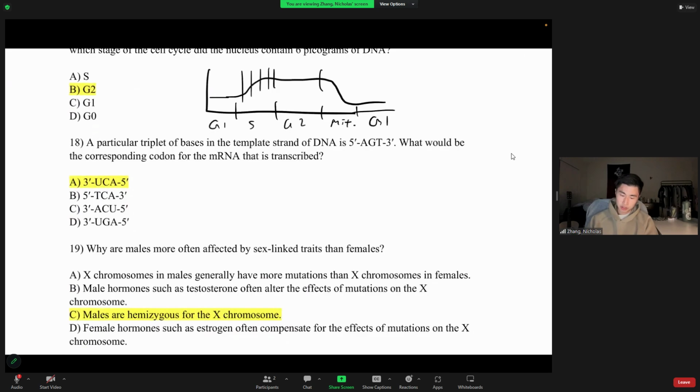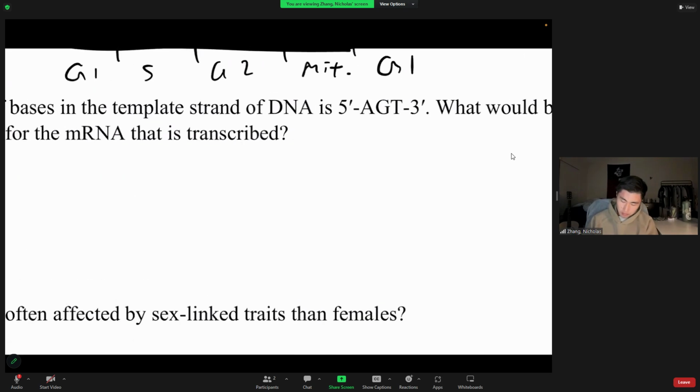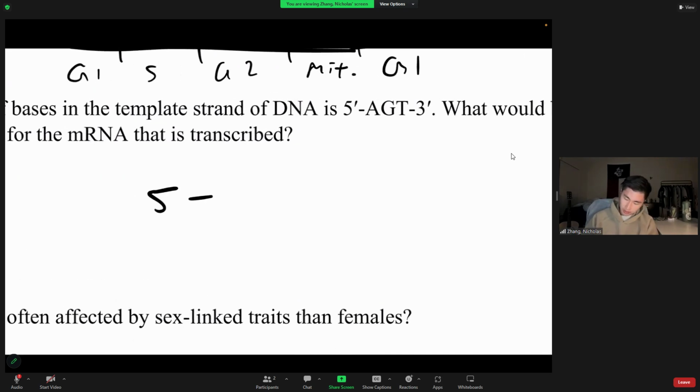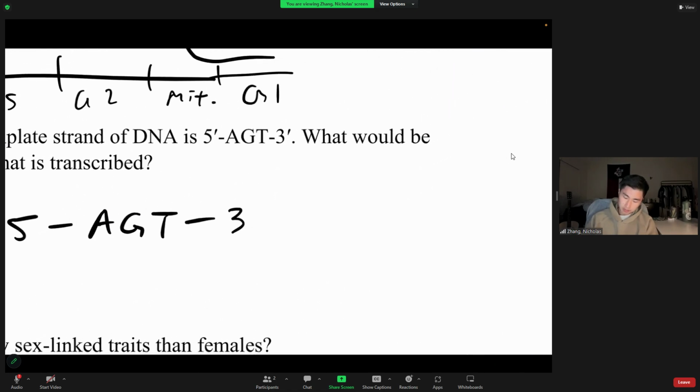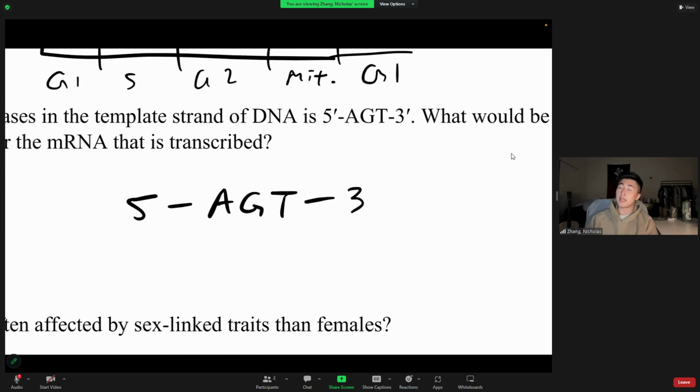18, a particular triplet of bases in the template strand of DNA is 5'AGT3'. What will be the corresponding codon for the mRNA that is transcribed? So let me just write it out again. AGT, 3' end. Basically, we know that if this is DNA and we want to make an RNA, what polymerase are we going to use?